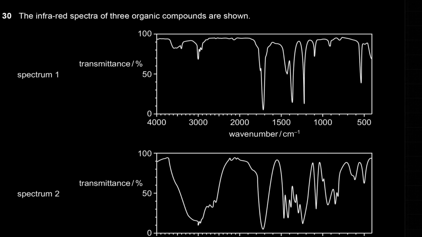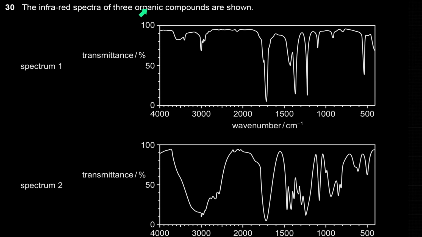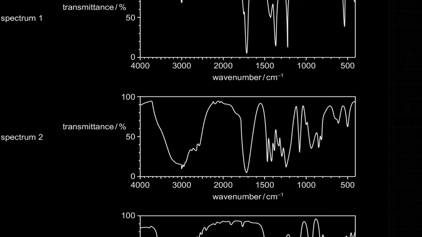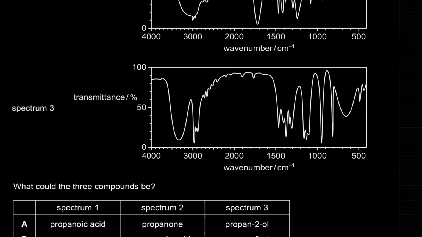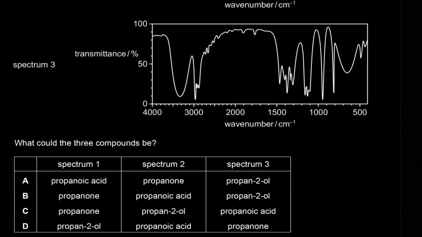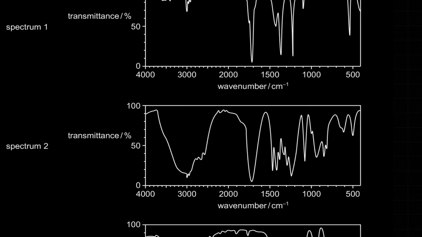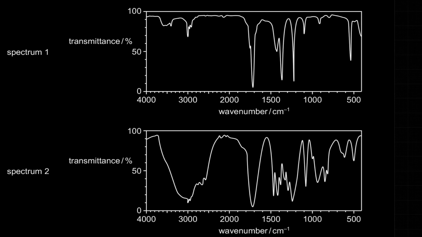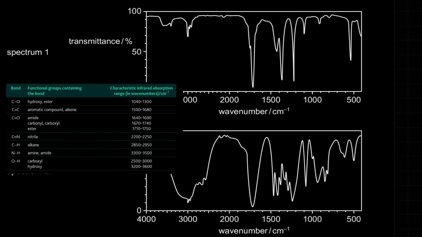We have question number 30. The infrared spectra of 3 organic compounds are shown. So we have spectrum 1, spectrum 2, and spectrum 3. What could the 3 compounds be? Now if you look at spectrum 1, I also have the table for reference. We see a very strong absorption at around 1700, like 1720-ish, right? Around 1700, so that indicates what type of bond being present.